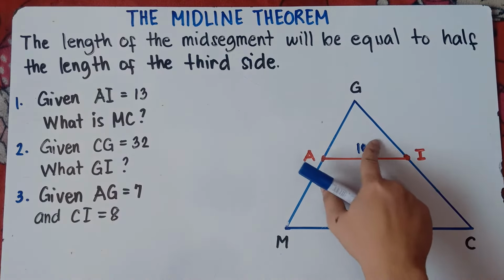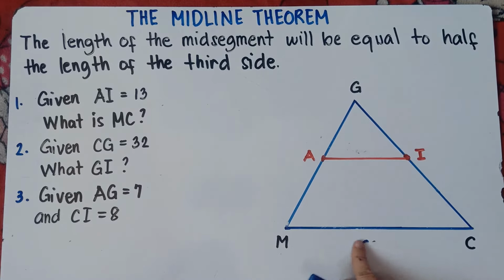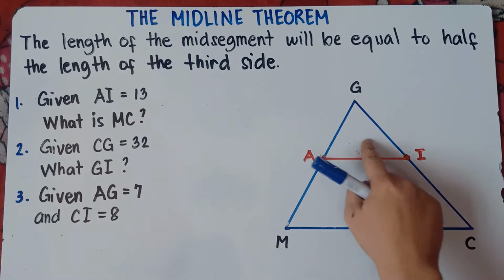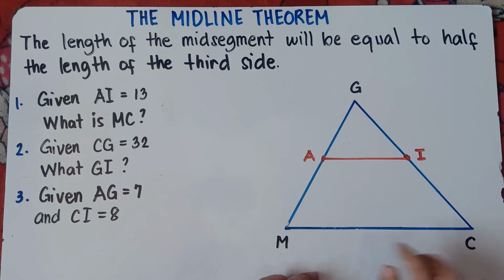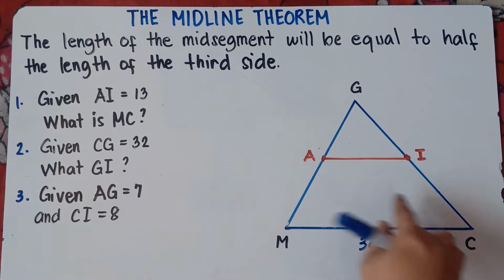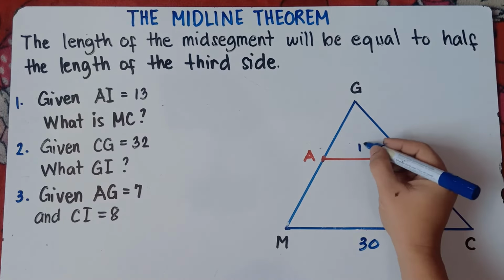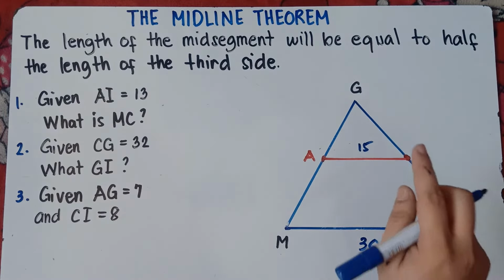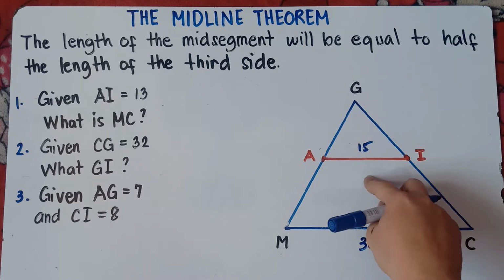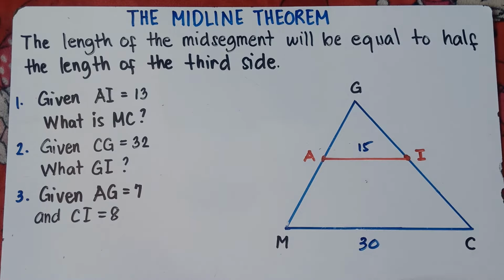Let's give another example, class. What if MC is 30? What's the measure of AI? That's correct, AI should be 15. Why is that, sir? Because the length of this midsegment will be equal to half the length of the third side. So half of 30 is 15. So that's the thing about the midline theorem.